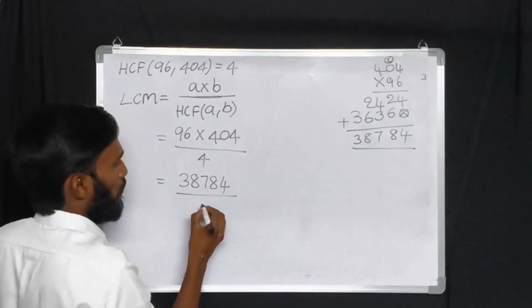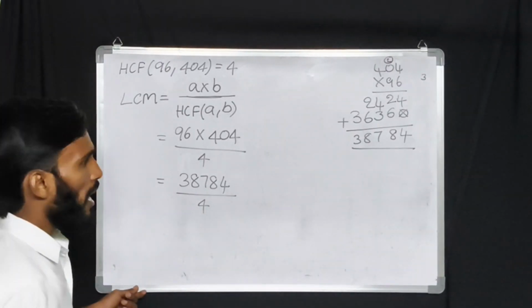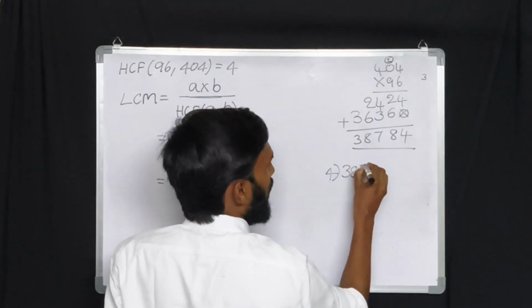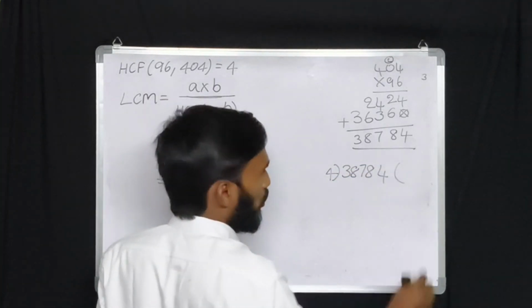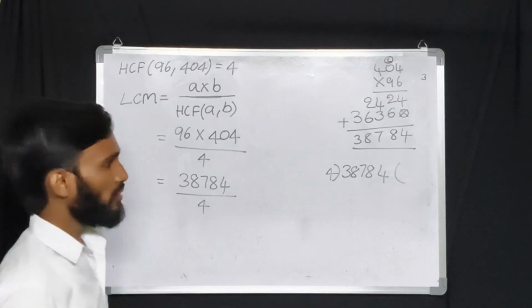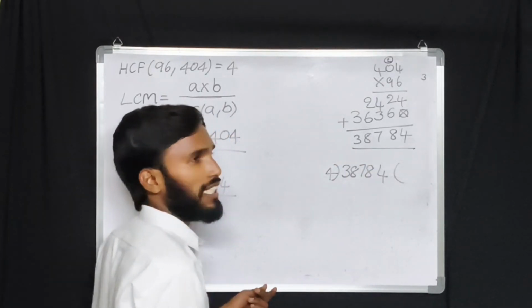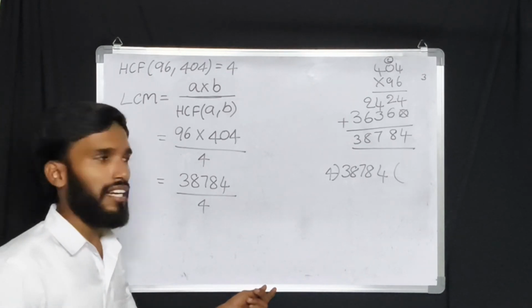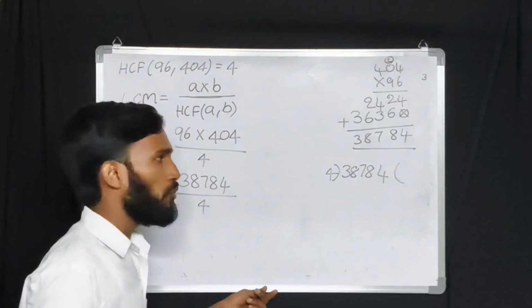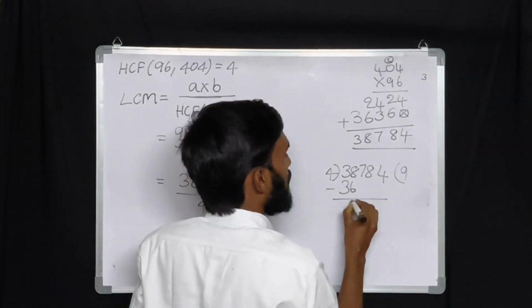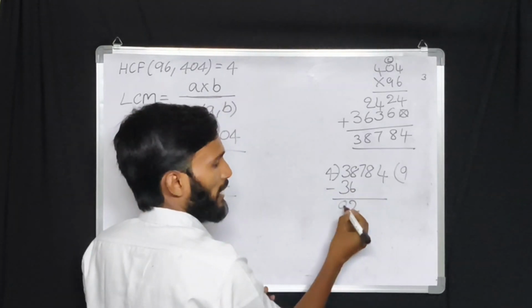38,784 by 4. Now divide these. 38,784 with 4. Now see, 3 will not be going in the 4 table. Now go with the two numbers, 38. How many times? 4 nines are 36, 4 tens are 40. So we should write 9 times, 36. 8 minus 6, 2. Now 3 minus 3, 0.